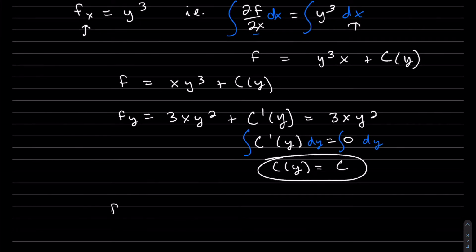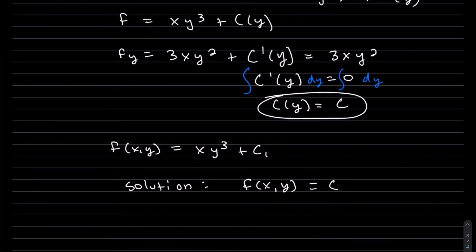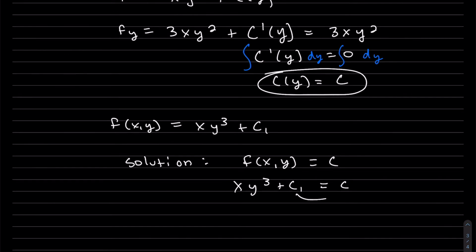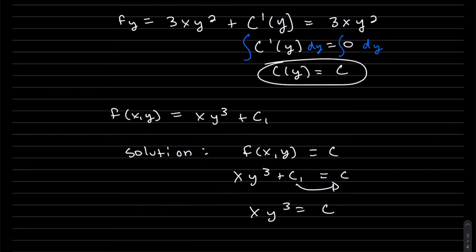So my function f of x,y is equal to x y to the third plus a constant. We'll have to call that constant 1. And our solution, remember, is f of x,y is equal to some constant. So we replace f of x,y: x y to the third plus constant 1 equals c. Obviously, those constants can get absorbed. It's like integrating both sides and having a constant on both sides. So this is our solution.